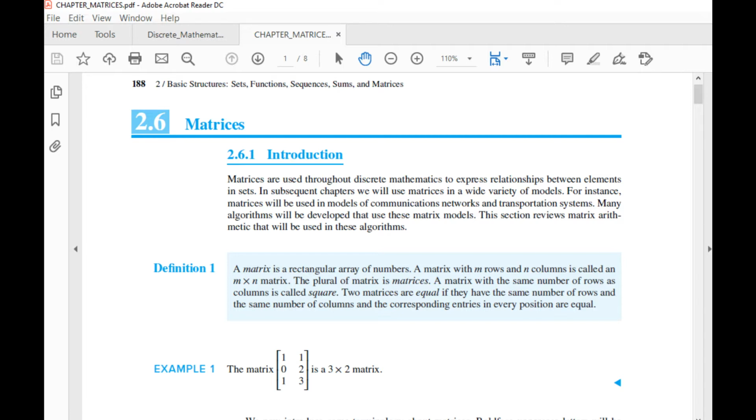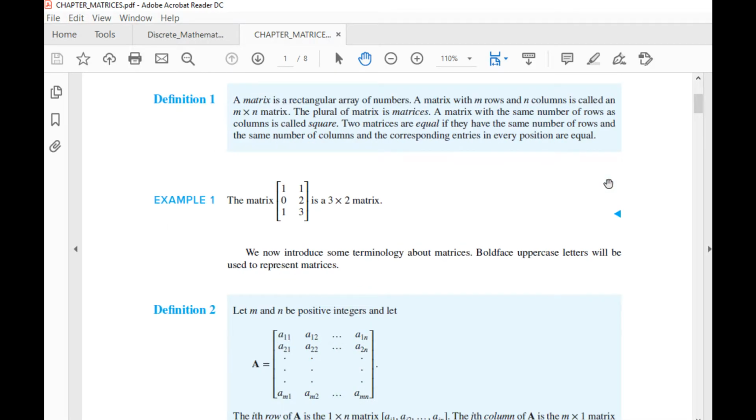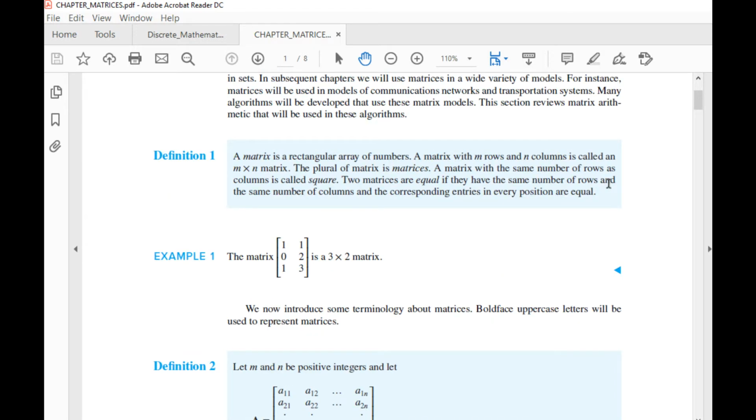For today, I'm going to be discussing another basic structure of discrete mathematics, and this is all about matrices. So, what are matrices? I'm going to be starting off with the definition. A matrix is a rectangular array of numbers, and to visually see an example of a matrix, I would want to point you to example number one.